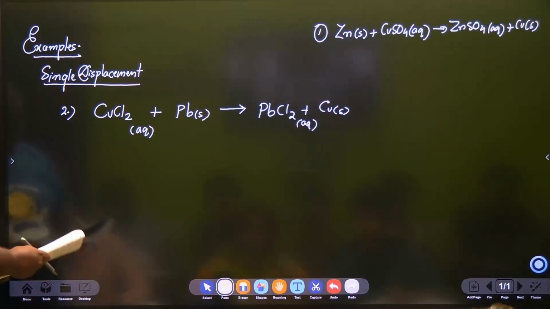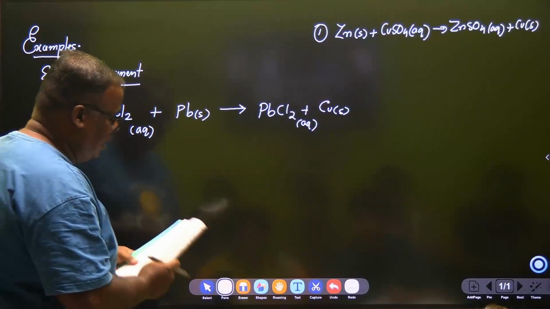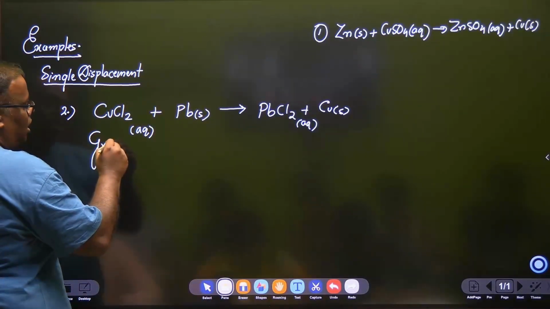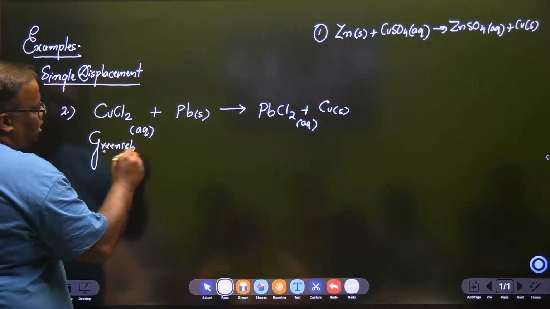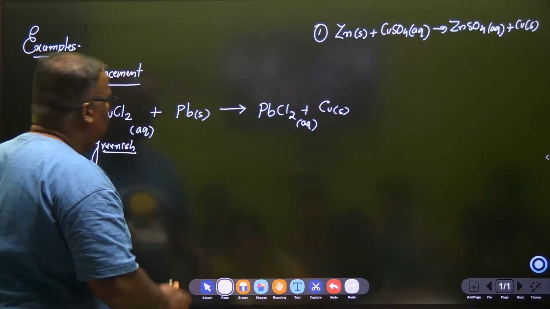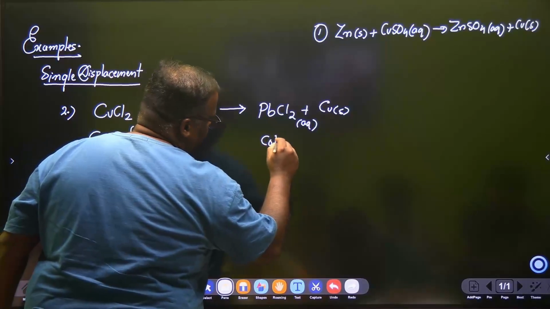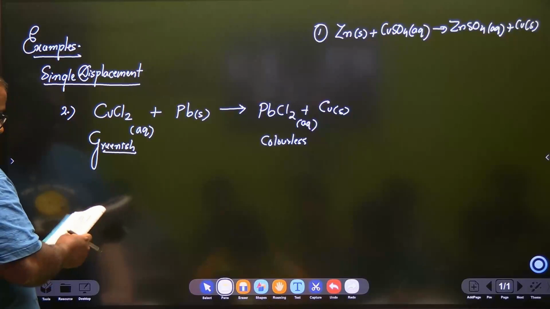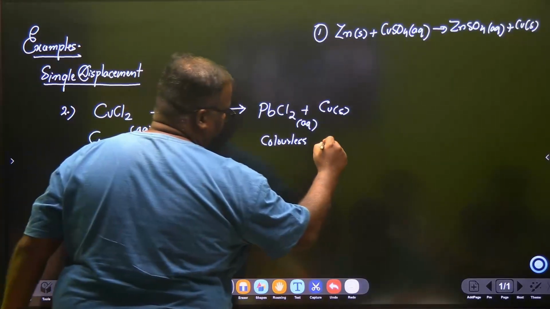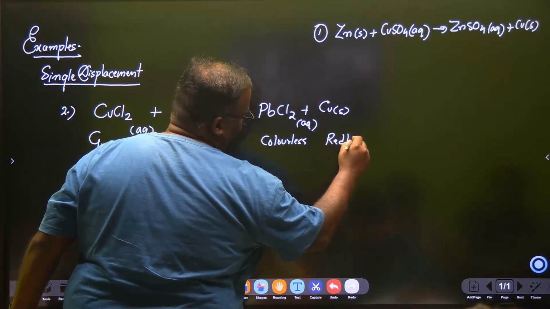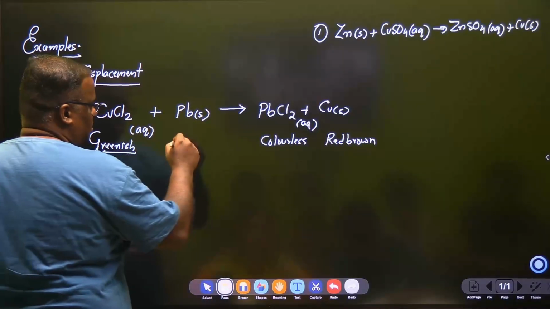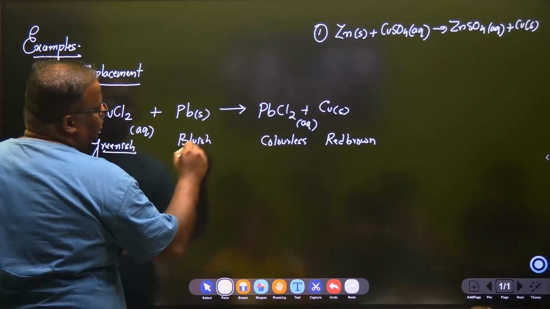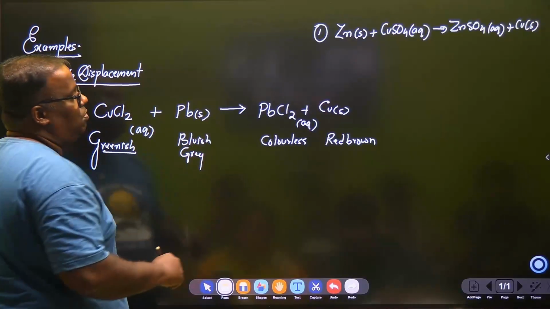You need not remember, see, they will give you all these questions and they will ask questions based on this. Now this will be greenish in color, and lead will be bluish gray, and this will be colorless. So some question they might ask you based on color. This will be colorless. Copper obviously is red brown. So question need not be only for single displacement. Question can also be based on color.